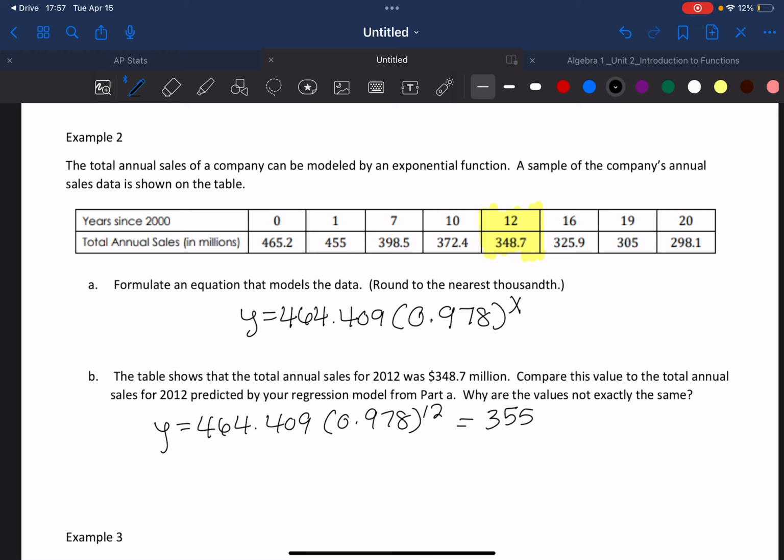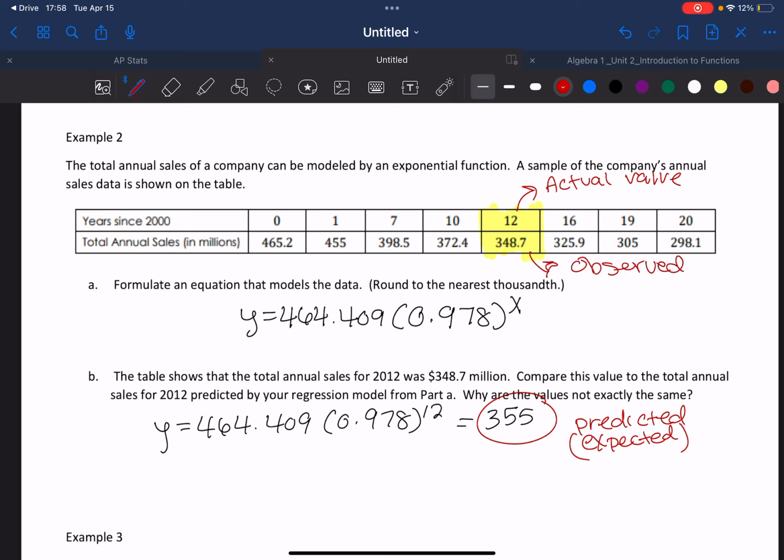Okay. And the reason for that is that the number that is in the table is what actually happened. So this is the actual value. Okay. And what we found is the predicted value. Okay, this is what we would expect to happen. And this is what actually happened, so the observed.